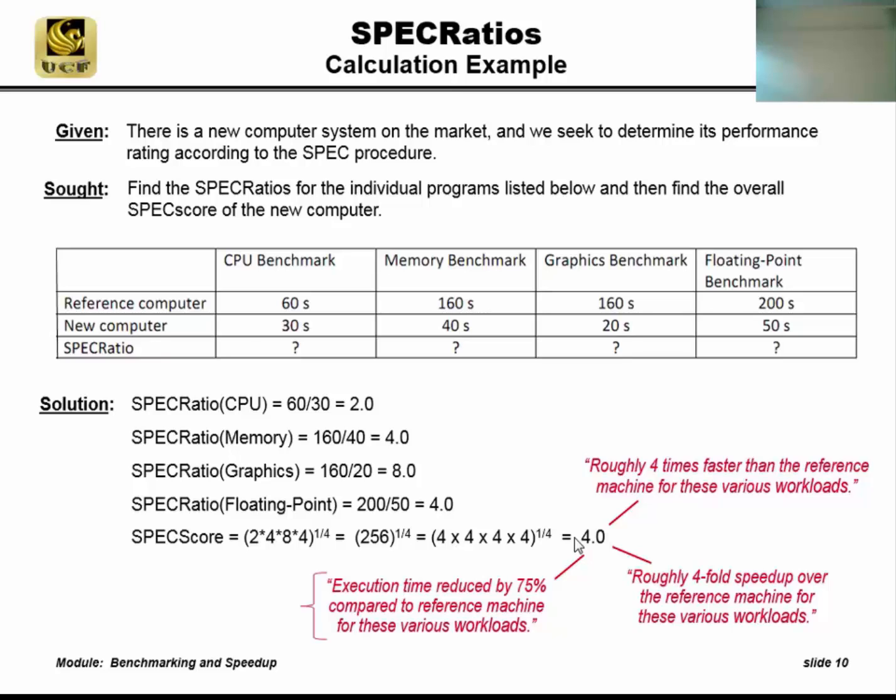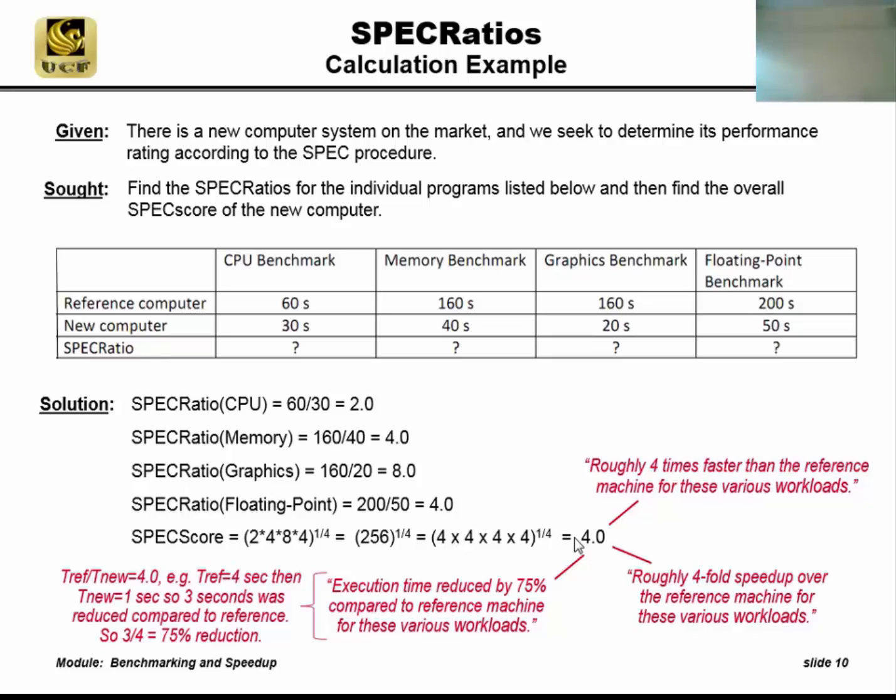Suppose they had the reference machine. Are you looking for a spec score of 75? Are you looking for a 75 over 100? Because 75 is a percent, and percent means per 100, right? That's what it means. True, but why is a spec score of 4 good?